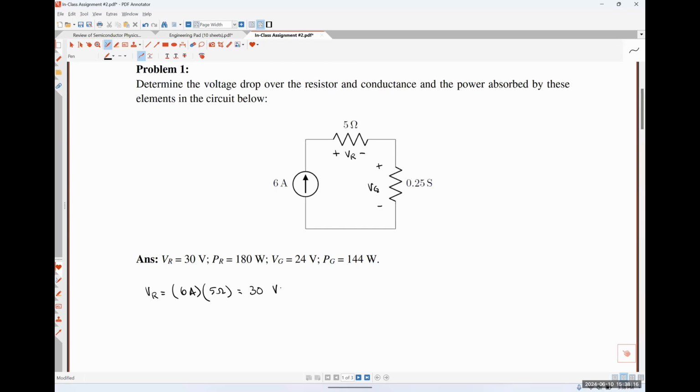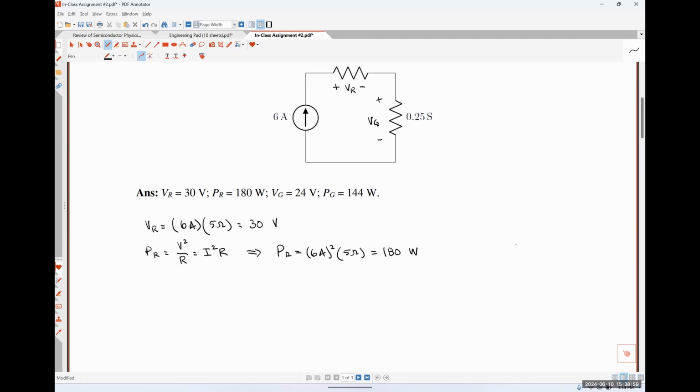The power absorbed by our resistor can be found either by doing V squared over R or I squared times R. So let's do the I squared times R thing. So PR is going to look like 6 amps squared times 5 ohms. So 36 times 5 is 150 plus 30 is 180 watts.